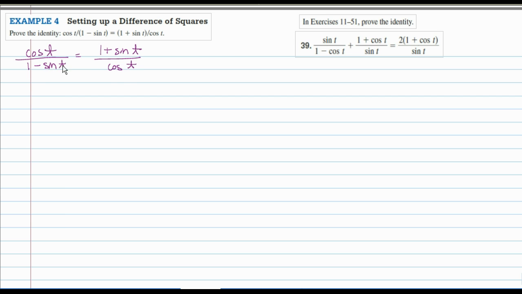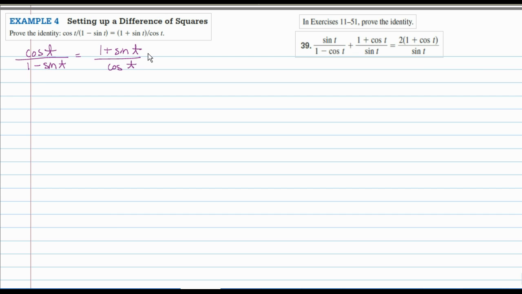So if I look at both sides of the original problem, it's kind of hard to decide which I want to start with. Do I want to start with the left or do I want to start with the right? And sometimes it doesn't matter. And in this problem, it doesn't matter. Both sides would be, I think, an equal amount of steps. I am going to choose to start with the left.